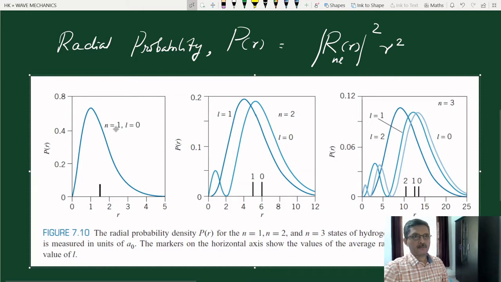For the 1s state, actually we have done a problem in one of the previous classes. The expectation value of radial distance for the 1s state is 1.5 A0, right? So here the marker is at 1.5 A0. And similarly, if you calculate such average distance for this, not 3s, this is n equal to 2. For the 2s state it is 6 A0, and for the 2p state it is 5 A0.